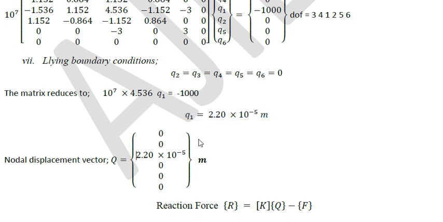Q1 is 2.20 into 10 power minus 5 meter. Since we have considered meter, we have to keep it in meters. Okay. Reaction force is as usual R is equal to KQ minus F. Usually this will not be asked because the calculation will become huge. So this is about one of the truss problems.